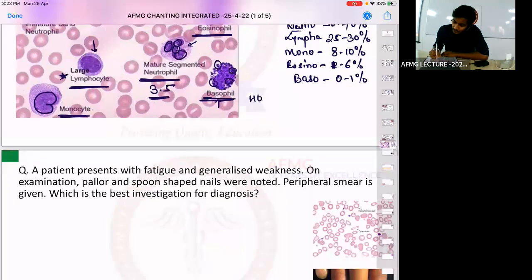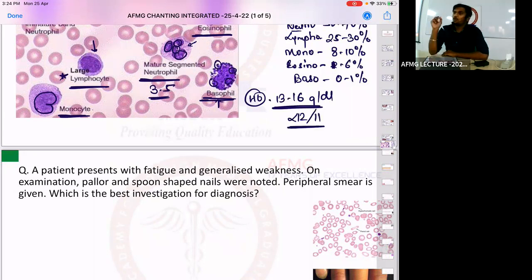Normal hemoglobin in males is 14 to 16. In females, it is 13 to 15. So we will write from 13 to 16 grams per deciliter. Anemia would be hemoglobin less than 12 in males, 11 in females, and less than 10 in pregnancy.